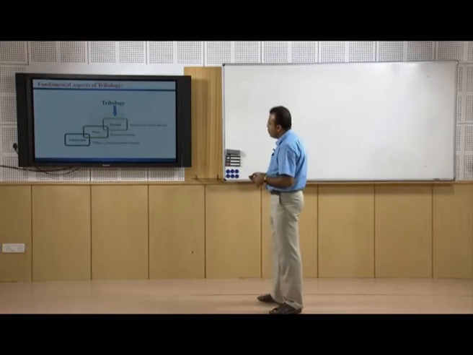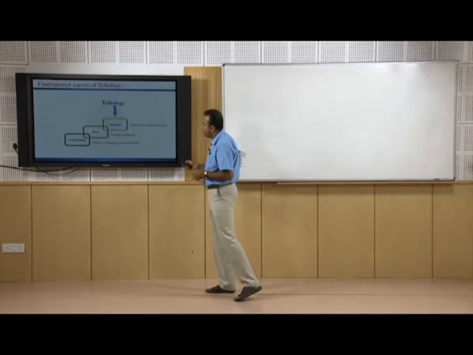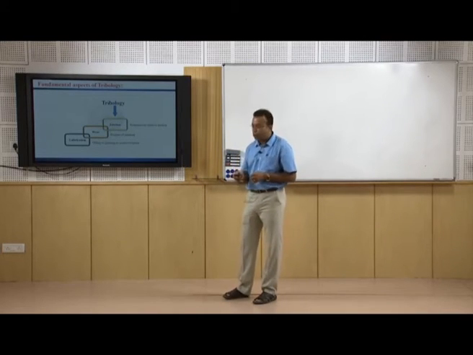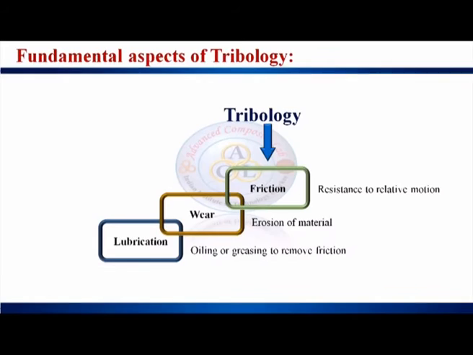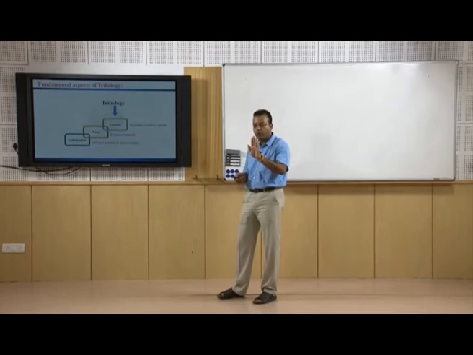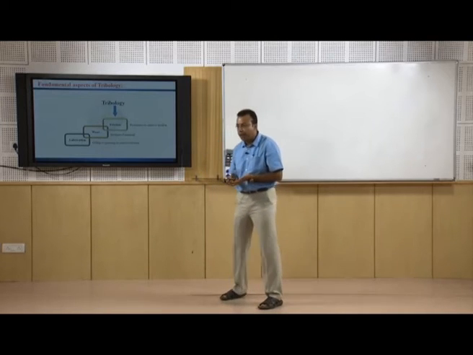Now, in the next slide we will see the fundamental aspects of tribology. If we divide the fundamental aspects of tribology into 3 parts, first is friction, which is nothing but the resistance to relative motion. If I give a load to a particular body, what will it do? It will try to resist its motion, right. So, when it tries to resist its motion, automatically the frictional force will be generated.